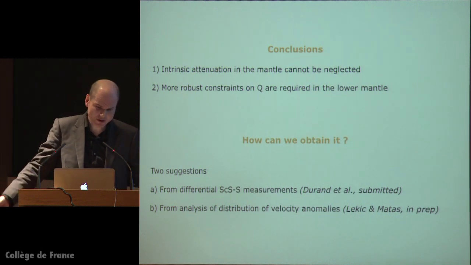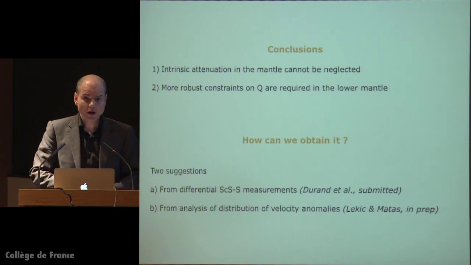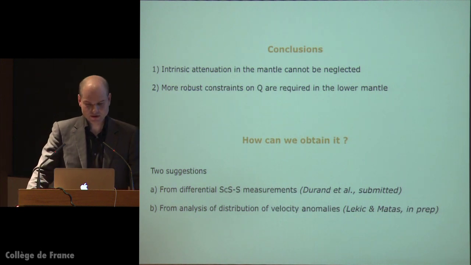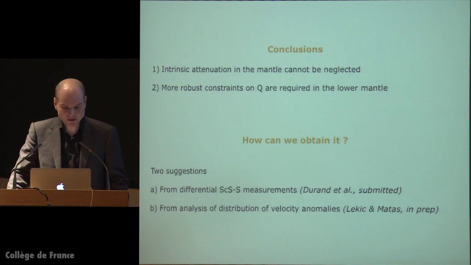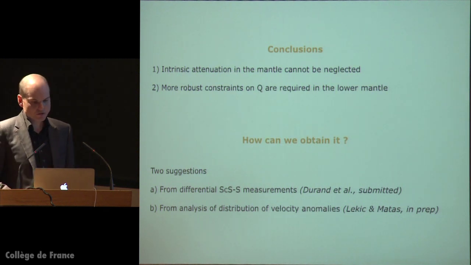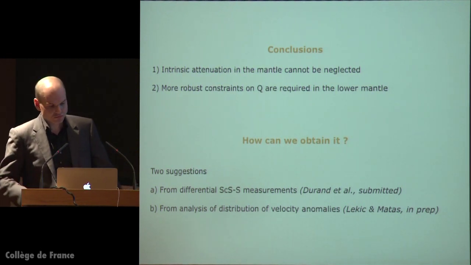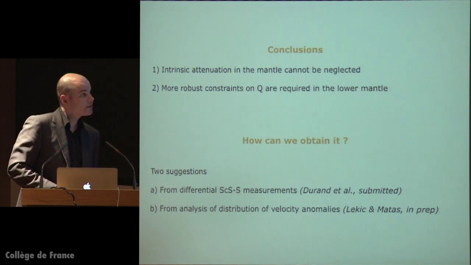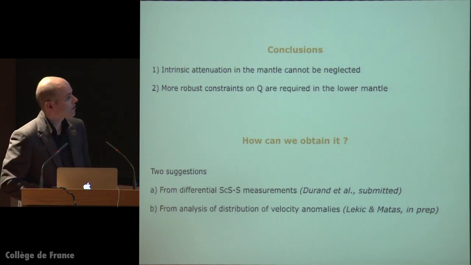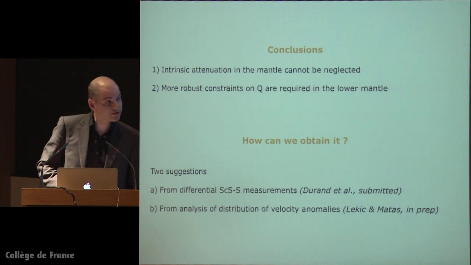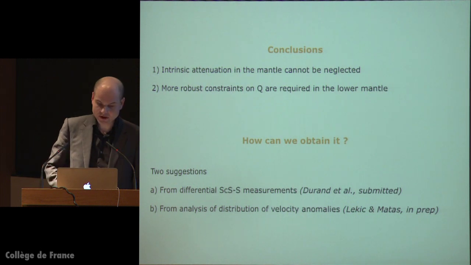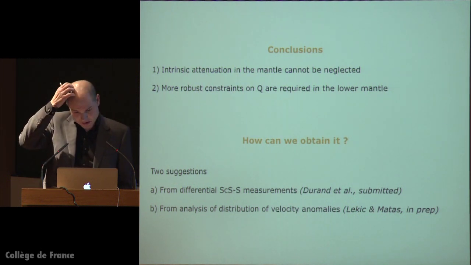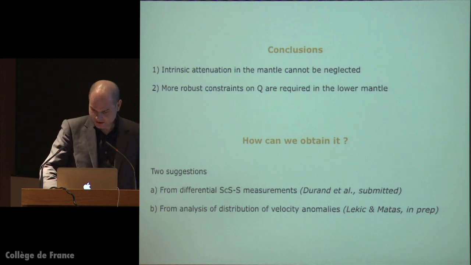So what I want to conclude here is that the intrinsic attenuation in the mantle cannot be, or at least should not be, neglected, and we need to have more robust constraints on the Q, on the attenuation in the lower mantle. So I will now talk about two possible ways to do this. The first one is from differential SCS minus S measurements, which is what we did with Stéphanie Durand. And then from analysis of the distribution of velocity anomalies, which is something that I'm working on with Wet Leakage here.